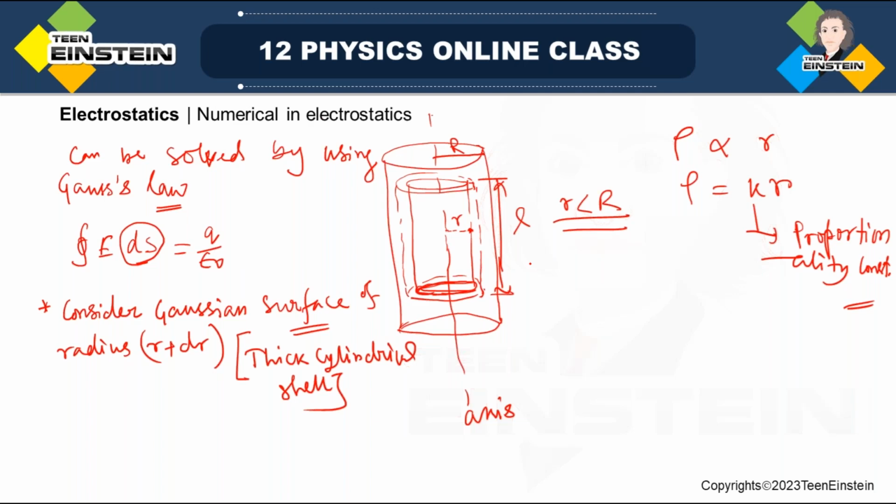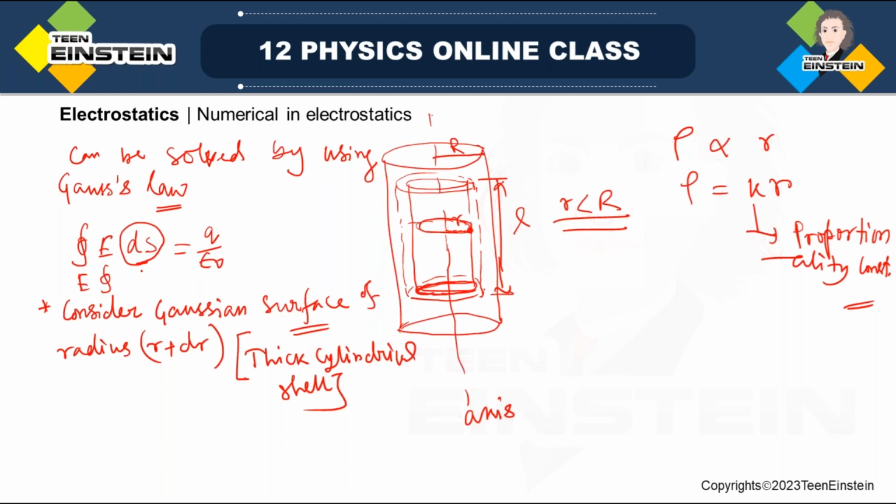No, I'm sorry, not constant. I mean to say it is constant at this position. So for the Gaussian surface at this particular distance, the electric field will always be constant at this particular radius. So the electric field can be taken out of this integration.